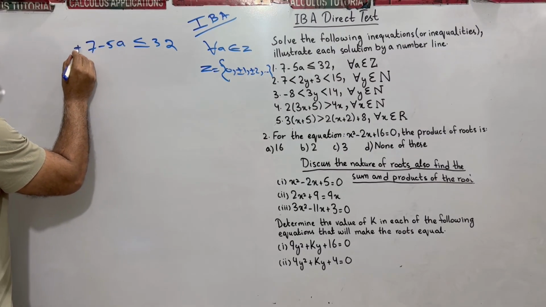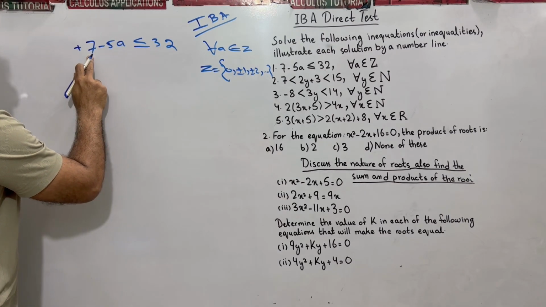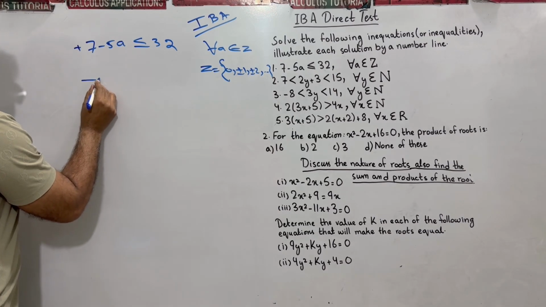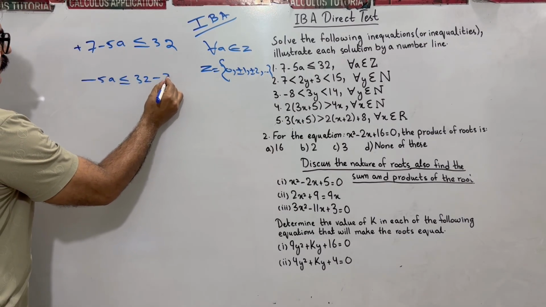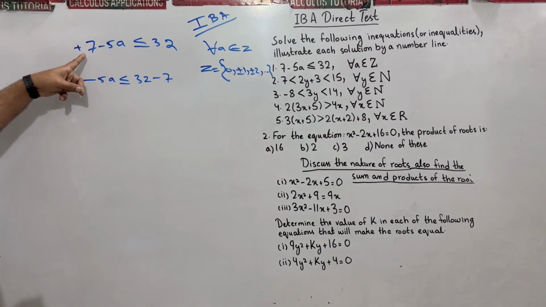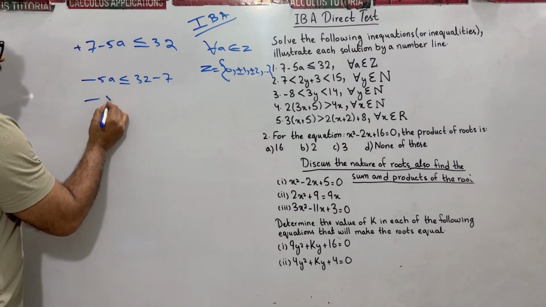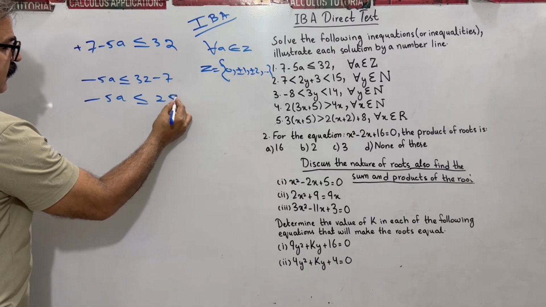Shift positive 7 from left to right. It turns negative, like in an equation. Minus 5a is less than or equal to 32 minus 7. Here I have shifted positive 7 from left to right, and it has changed sign. Minus 5a is less than or equal to 25.